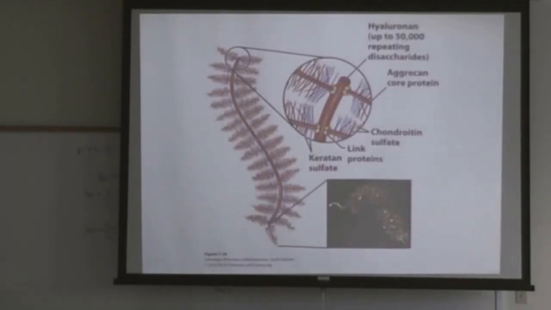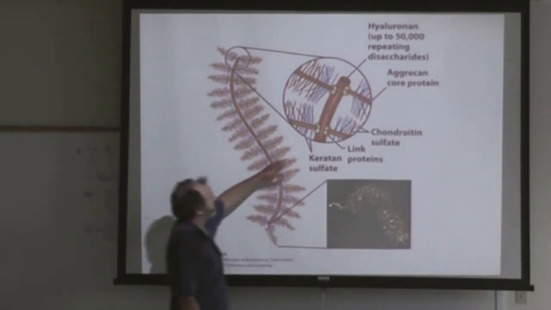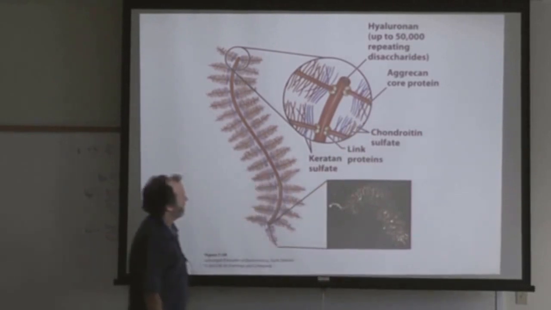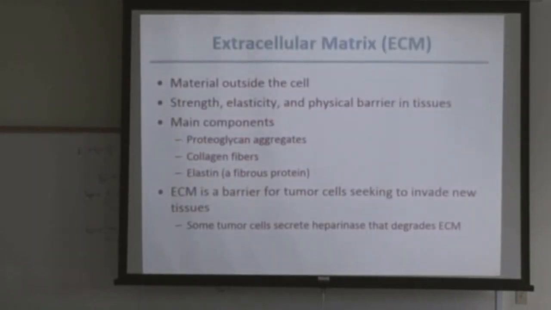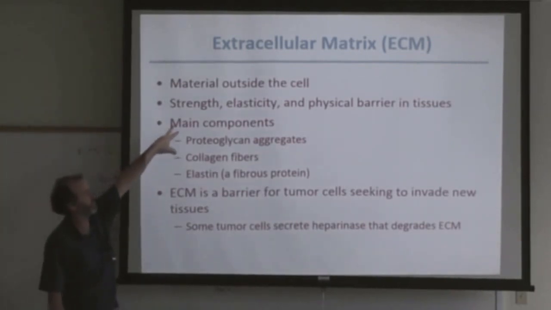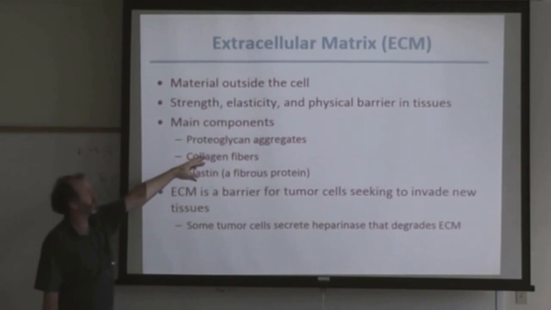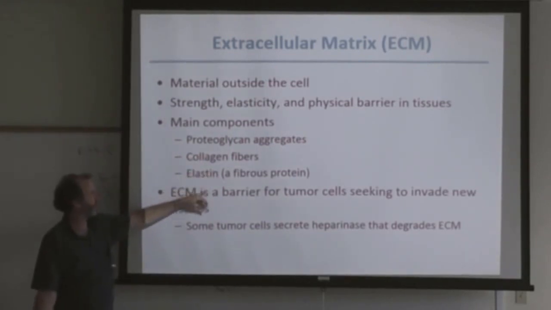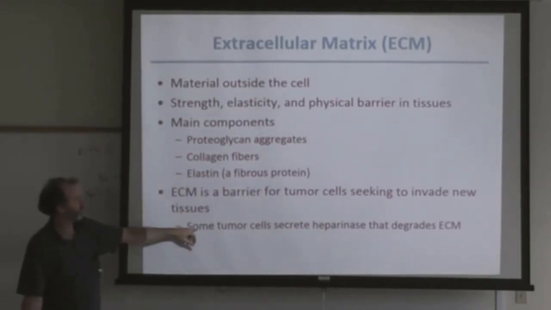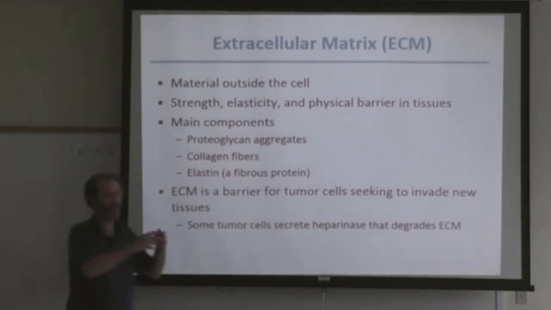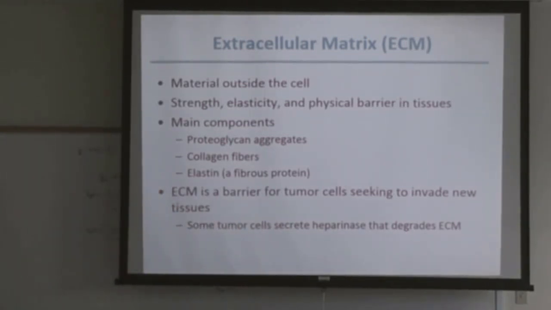And this is what the structure looks like. Hyaluronan, up to 50,000 repeating disaccharide units, next to the aggrecan core protein, and they look like fans, or almost like feathers. So the extracellular matrix is the material outside the cell, has strength, elasticity, and acts as a physical barrier in the tissues. The main components are proteoglycan aggregates, collagen fibers, and elastin. The extracellular matrix is a barrier for tumor cells seeking to invade new tissues, and some tumor cells secrete heparinase, which will help degrade that extracellular matrix so they can invade different tissues.